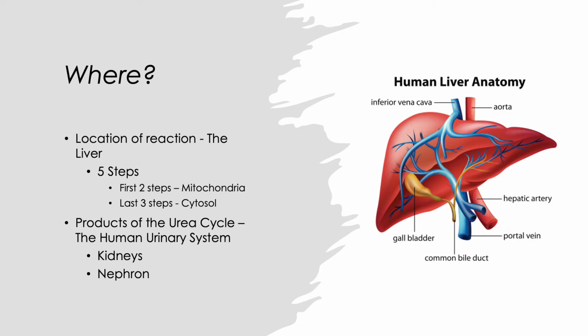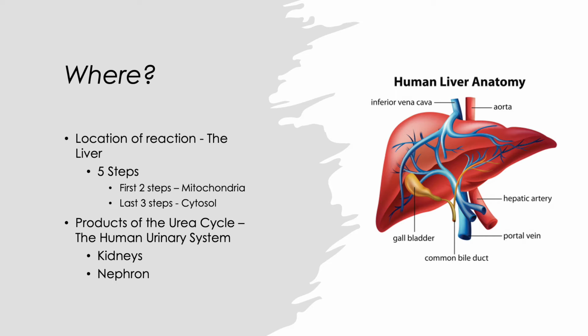Okay, now let's get into where the urea cycle occurs. The urea cycle occurs in the liver, in particular the mitochondria of the liver for the first two steps and the cytosol within the native tissues of the liver for the last three steps. Interesting fact about the liver is that it has one of the highest concentrations of mitochondria within its cells, which gives it a relatively high capacity for facilitating this series of reactions.